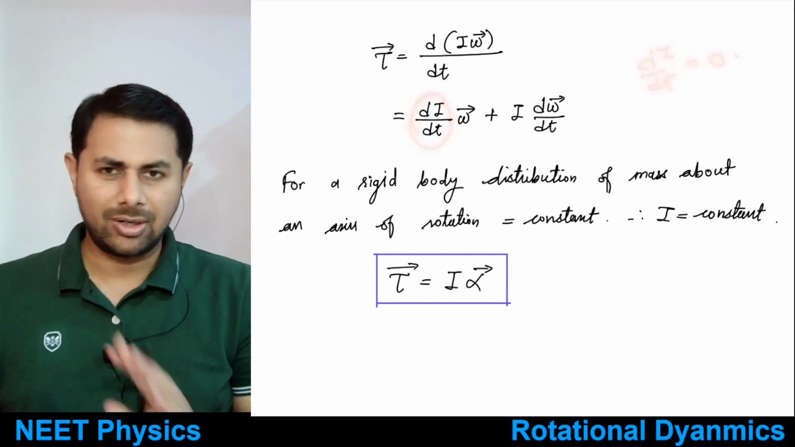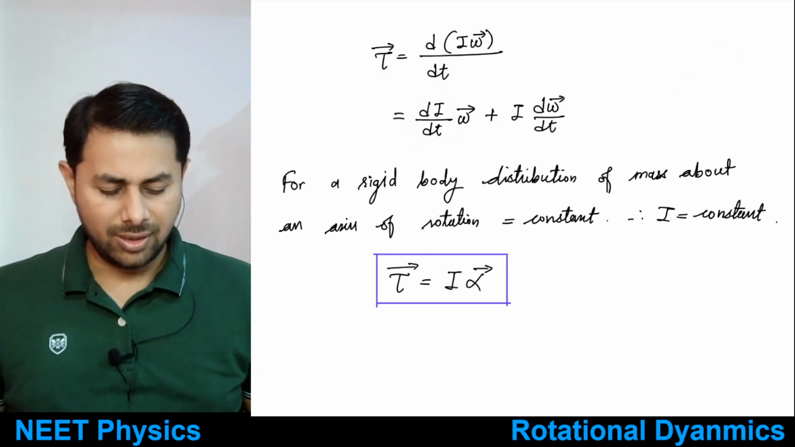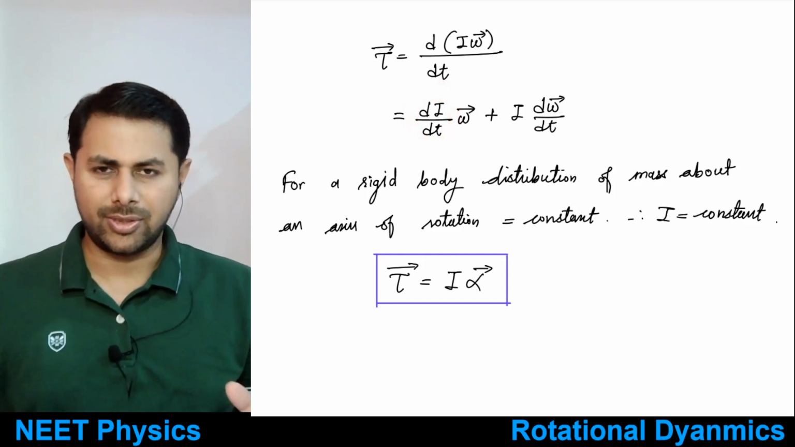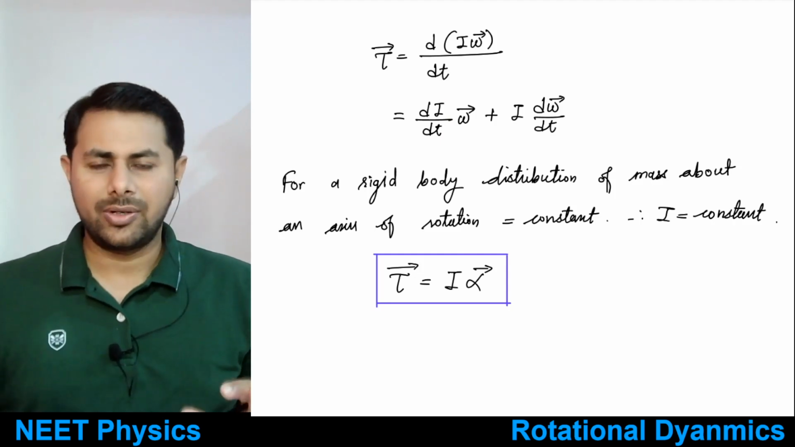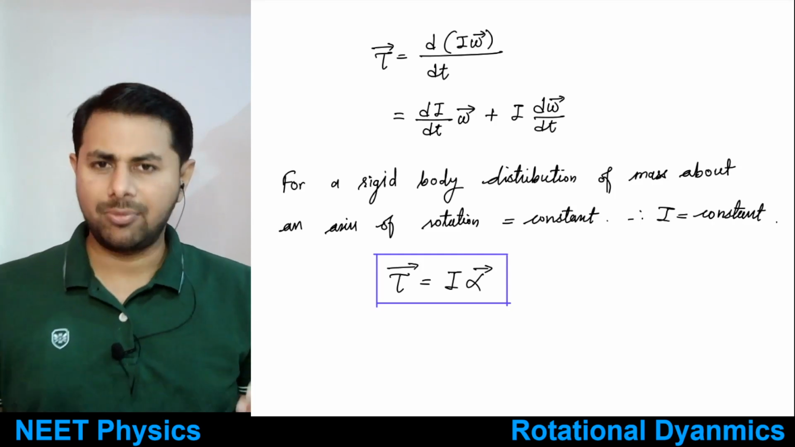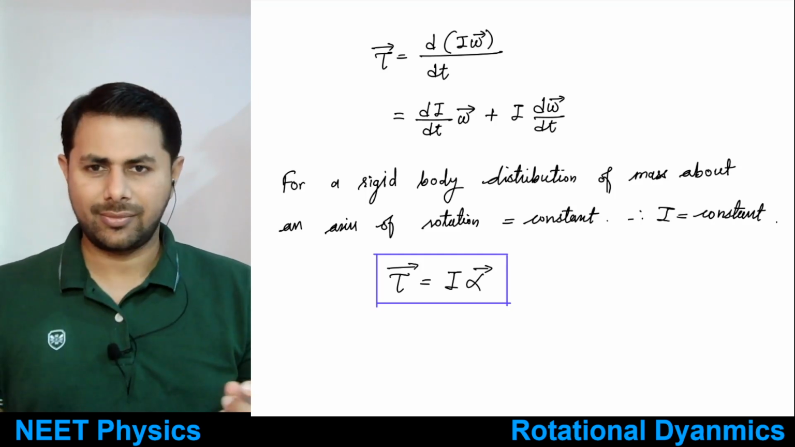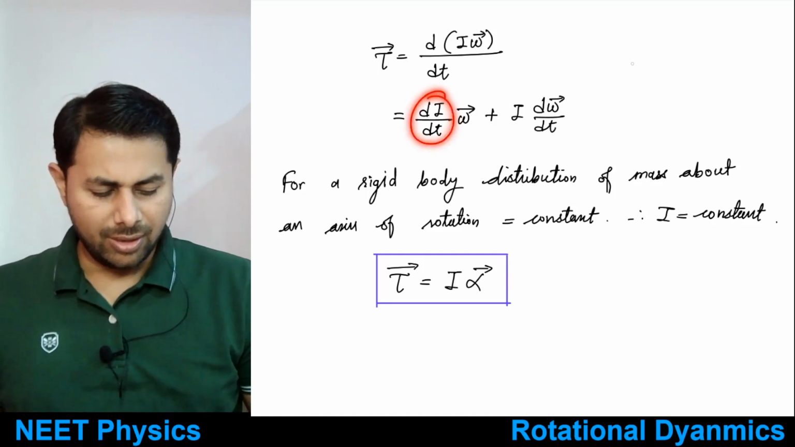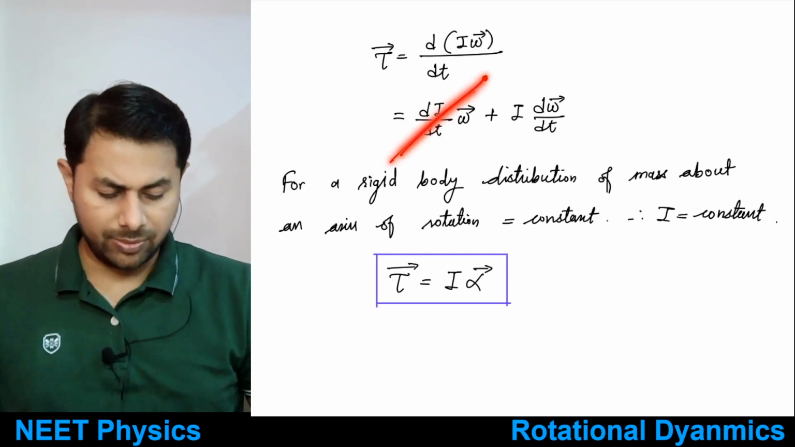The moment of inertia of a rigid body about a given axis of rotation does not change, because the mass of the rigid body does not get displaced. Suppose there are n particles within the rigid body, then the particles don't get displaced with respect to one another, and therefore the moment of inertia does not change. So for a rigid body this term is going to be equal to 0.